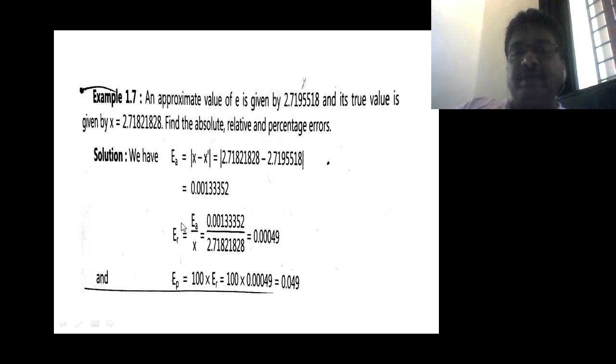Then what is the relative error? It is denoted by ER, and the definition is what? Absolute error divided by true value. So this is absolute error and the true value is this. So by using calculator we have this answer. This is the relative error. Then percentage error is what? Relative error, that is this answer into 100, that is 0.049. This is the percentage error.